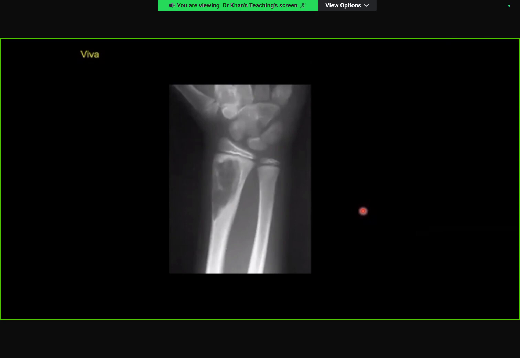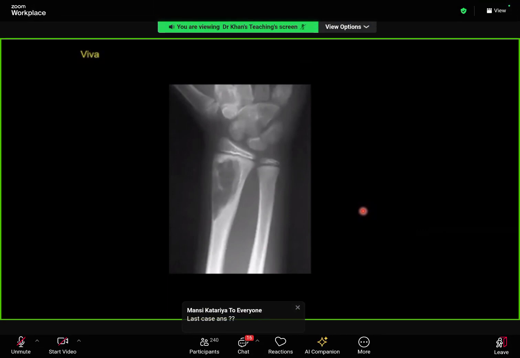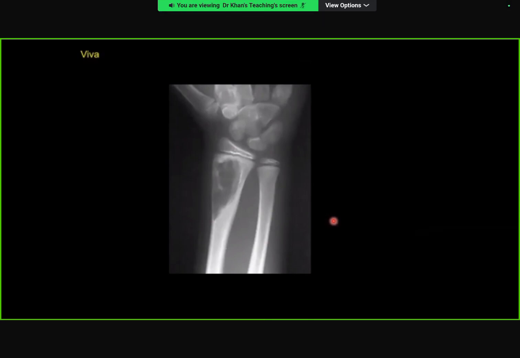So I've got a frontal radiograph of the wrist of a skeletally immature patient in which I can see a lucent lesion in the distal metaphyseal region of the radius, which has a sclerotic margin and has some internal calcification. There's no cortical breach and no surrounding soft tissue mass. It has a narrow zone of transition and it is a single lesion.